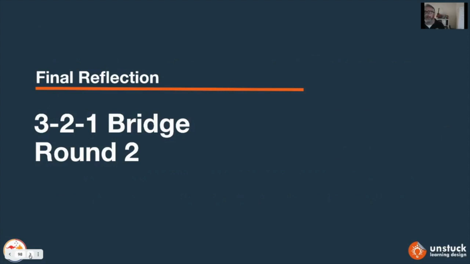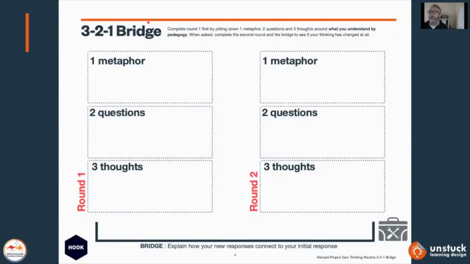Well, this is it. This is the end of the course. So this is our final reflection at the end of Module 6. And what we're actually going to do is go all of the way back to the very, very start, where we started by doing the 3-2-1 bridge, and we're going to do it again. So if you remember, at the start of this course, you were asked to complete the 3-2-1 bridge: 1 metaphor about pedagogy, 2 questions you had about pedagogy, and 3 thoughts you had about pedagogy.